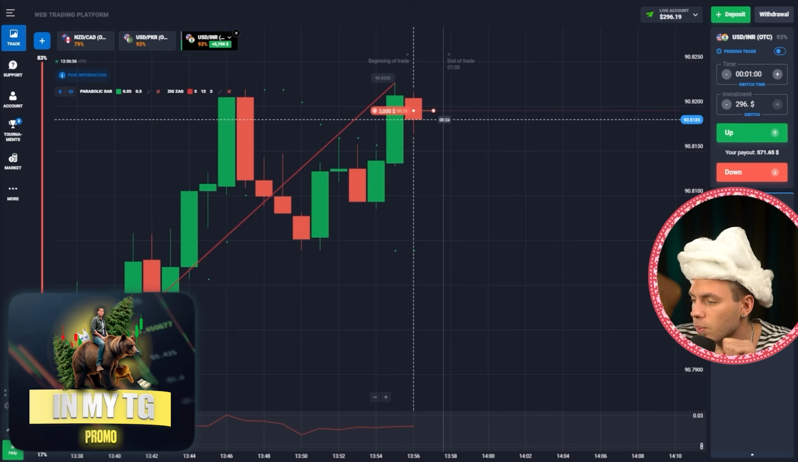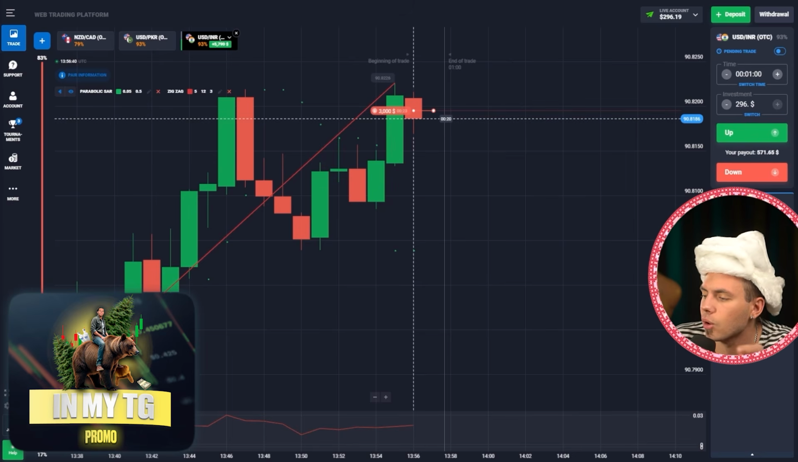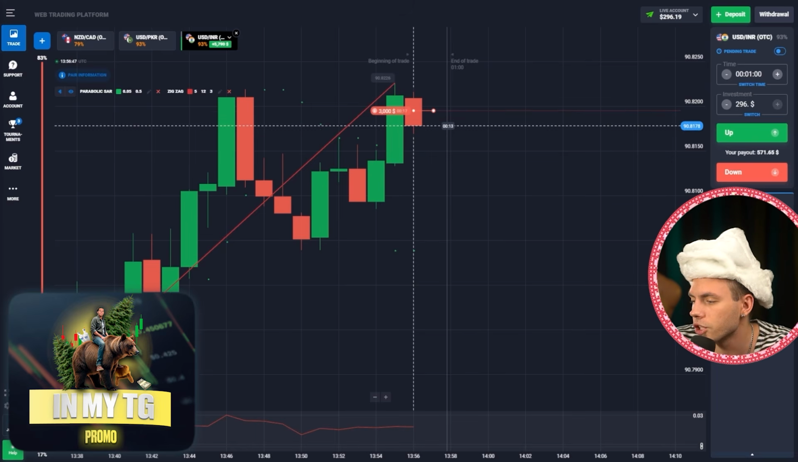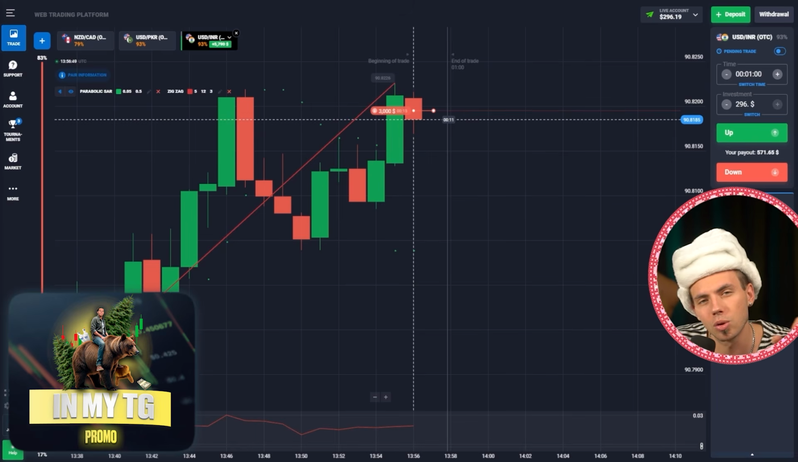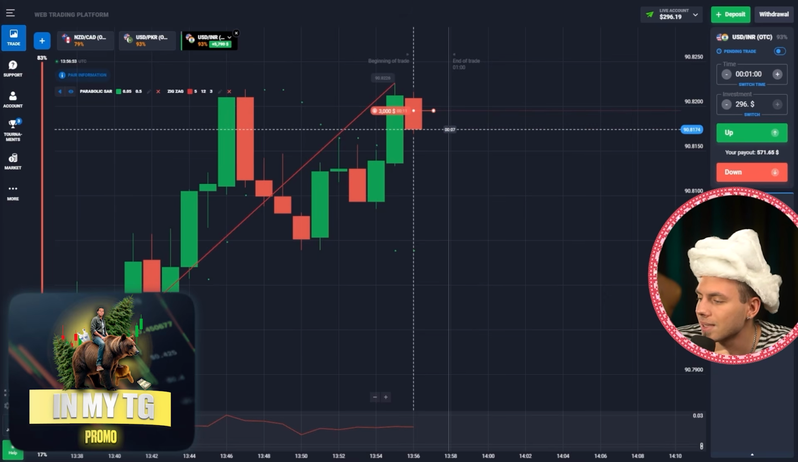And here we also picked a very cool moment, and we expect a pullback down to remove the local overbought zone, which normally happens with high volatility markets. Once you reach the overbought zone, you need to cool down a bit. So that's basically why we opened the sell trade, and I guess this will bring us very cool profits right now.